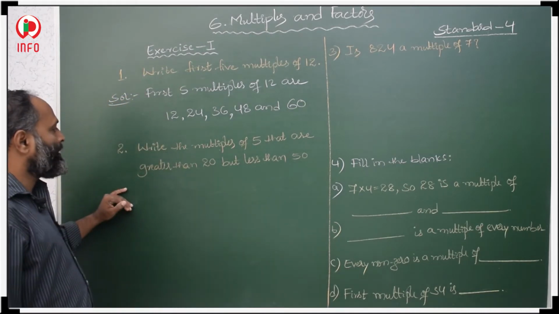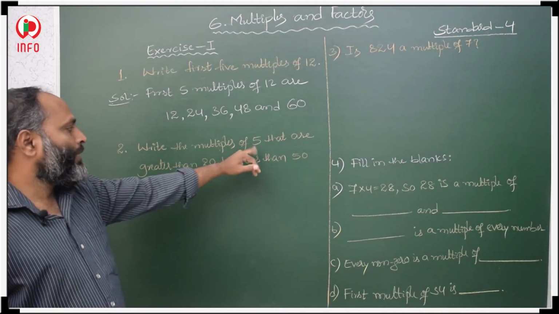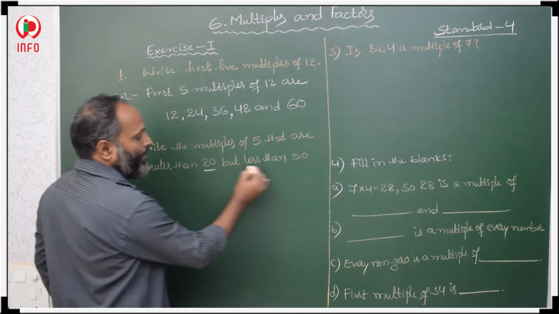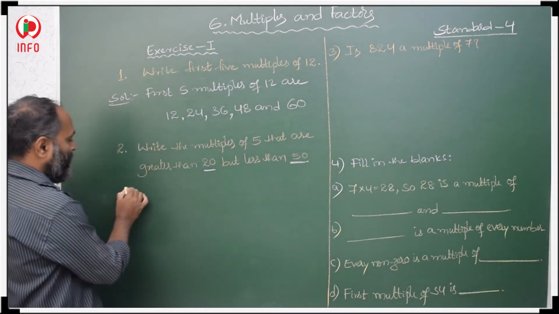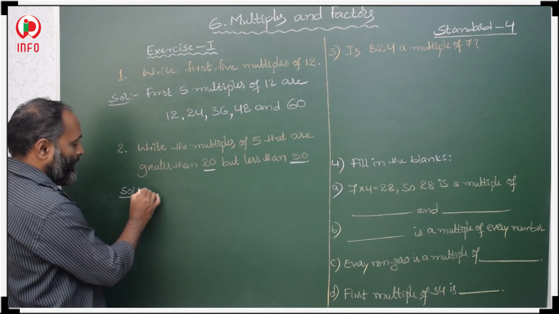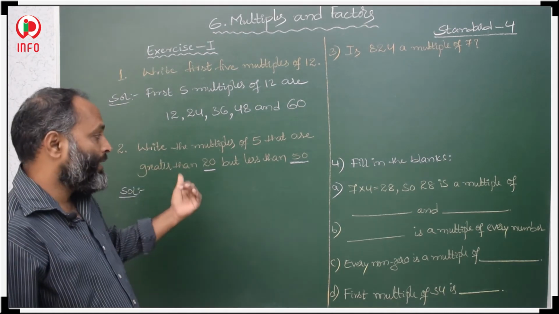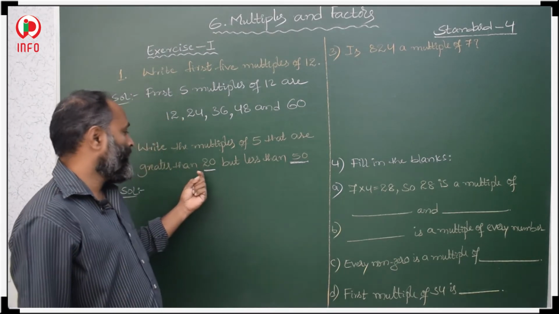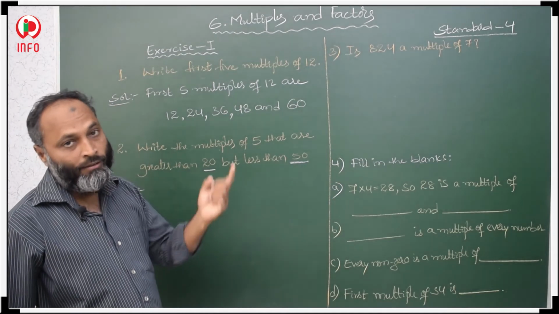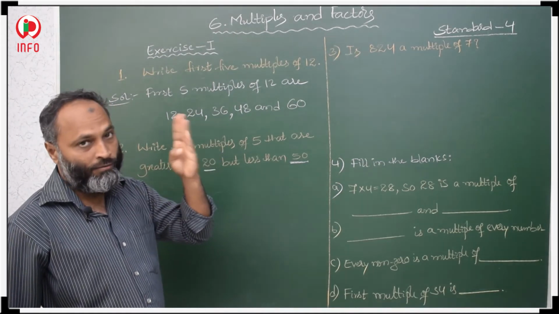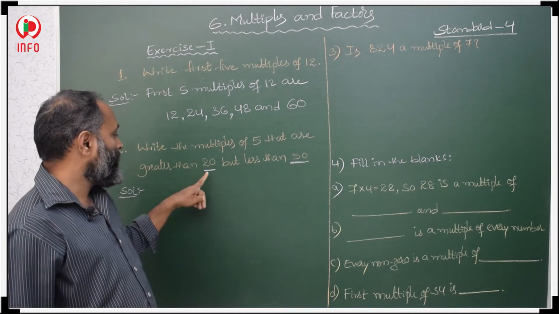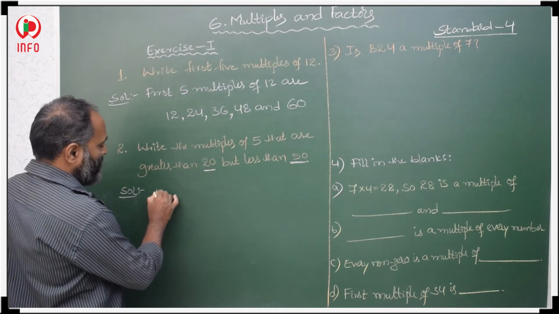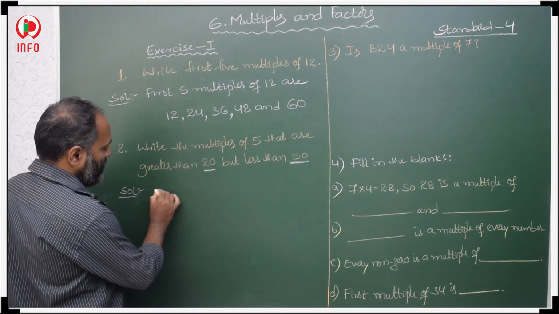Next, the second question, write the multiples of 5 that are greater than 20 and less than 50. 5 multiples we have to write greater than 20, and less than 50. Then 5 table, 5 ones are 5, so that is less than 20 only. We have to take greater than 20. 5 twos are 10, 5 threes are 15, 5 fours are 20, 5 fives are 25, 25 is greater than 20.